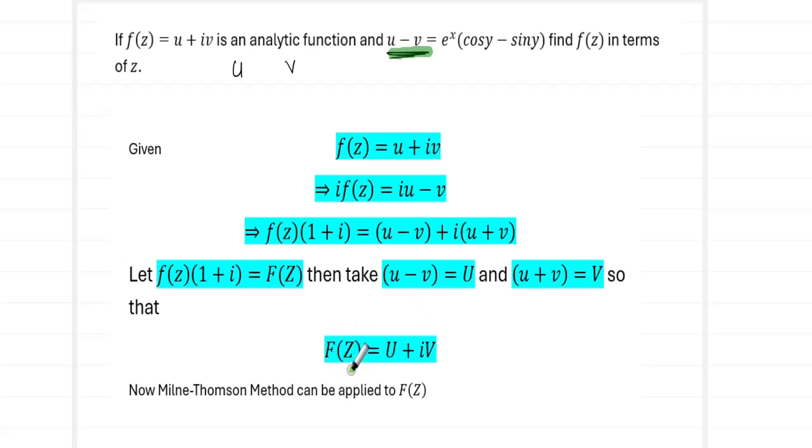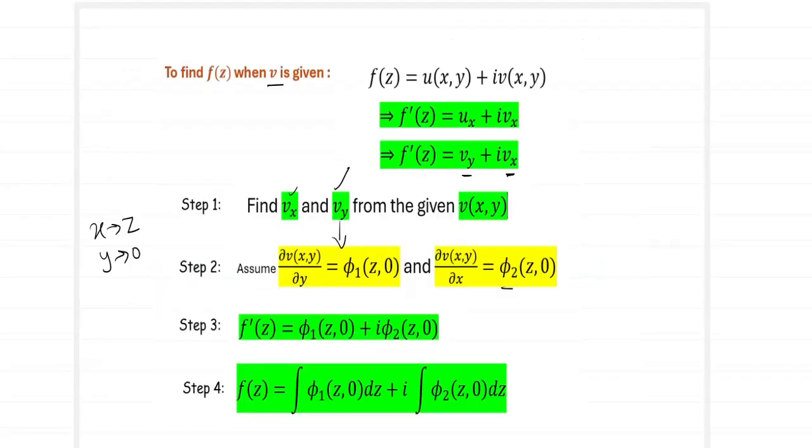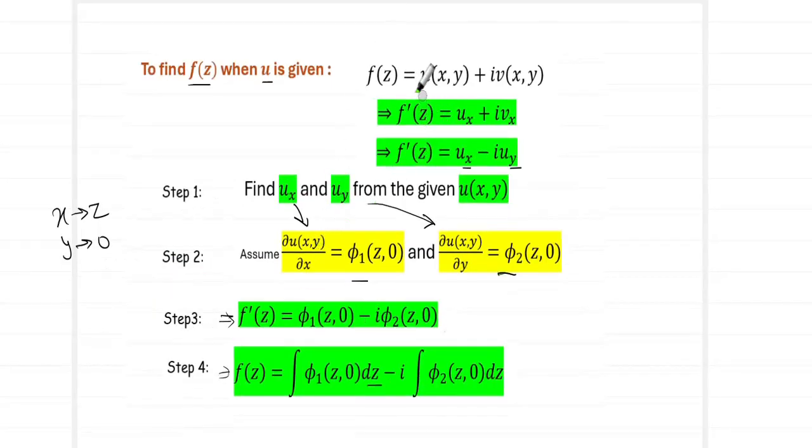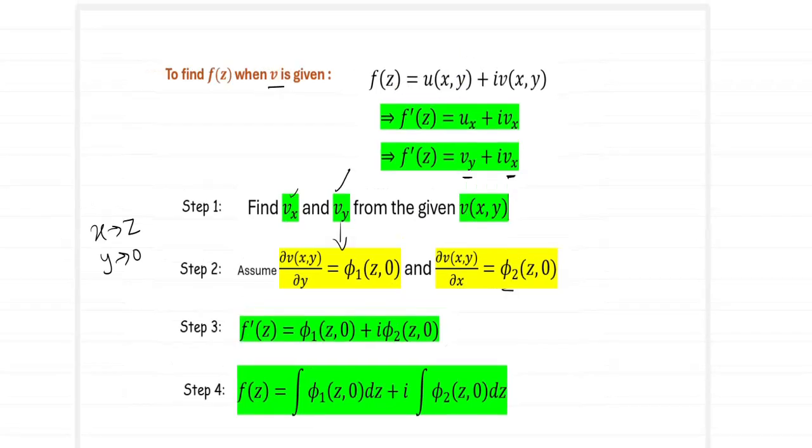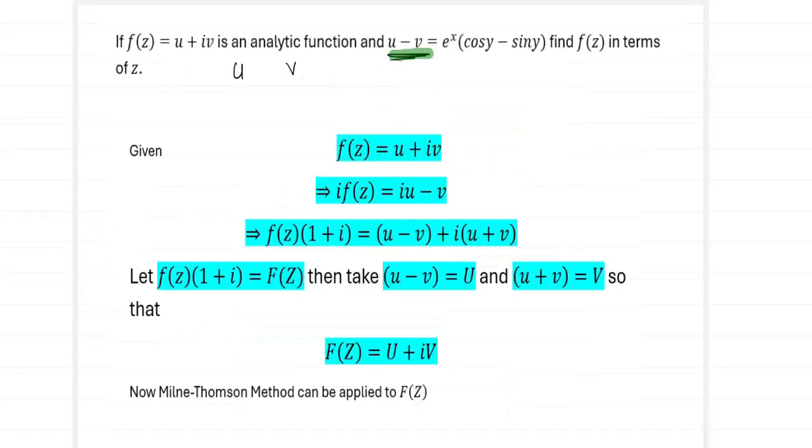And if the question asks you, suppose u plus v is given, then that will become my capital V of my capital F of z. So now, all the things which we did to my function small f of z can be carried out for my capital F of z. That is going to be the process in which this problem is executed.